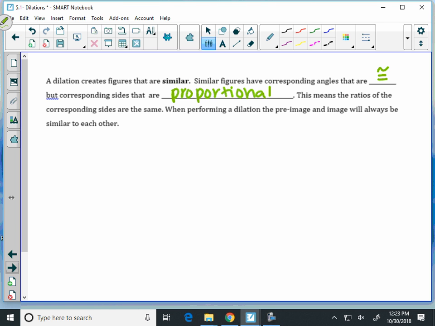When performing a dilation, the pre-image and image will always be similar to each other. So with rigid motions, the pre-image and image are congruent, because nothing changed, just the location. With dilations, the pre-image and image are similar, because we changed the size. So the angles will be the same, but the sides will be proportional.